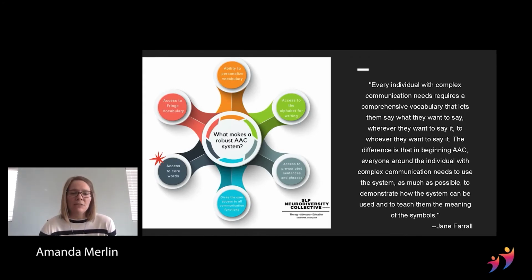So we want to have access to our fringe vocabulary. We want to have access to core words. We need to be able to personalize these systems. We all use communication in different settings differently. We communicate differently with different people, and our communication systems that we're making for our emerging communicators, our symbolic communicators, should have the ability to be personalized to their personalities, to their interests, to the people they want to communicate with.